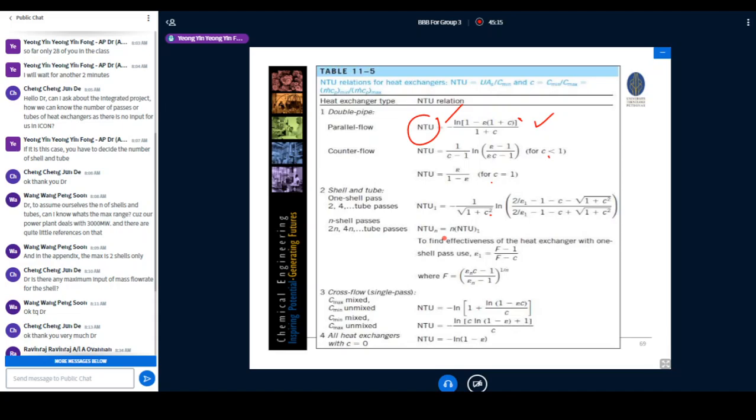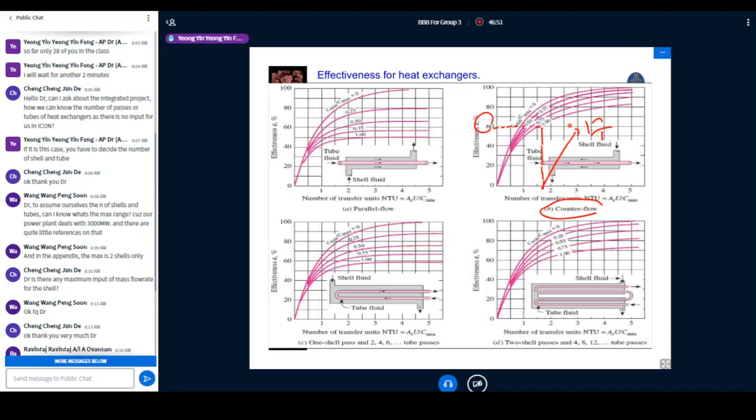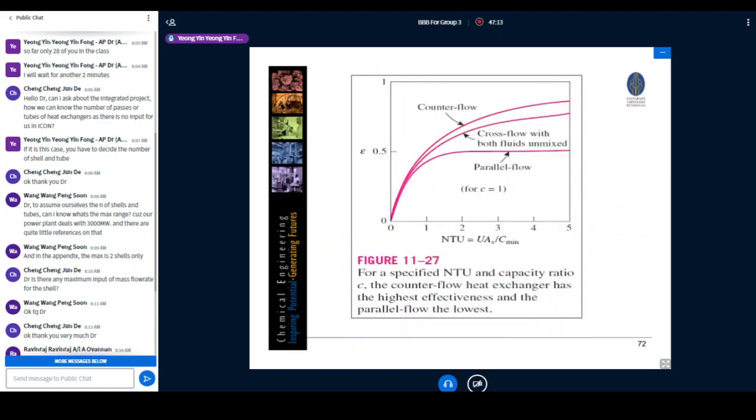You read the effectiveness by knowing the NTU and capacity ratio, or you read the NTU by knowing the effectiveness and capacity ratio. Okay? Is that clear, students? How you can get the effectiveness or NTU value from the chart and also the table. Any questions, students?